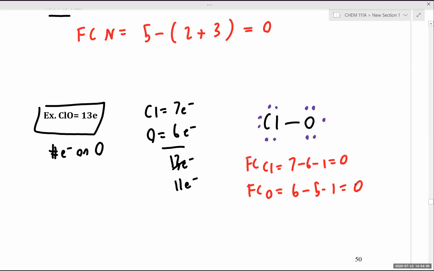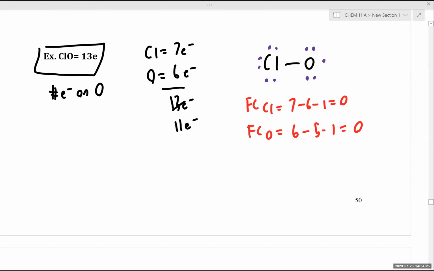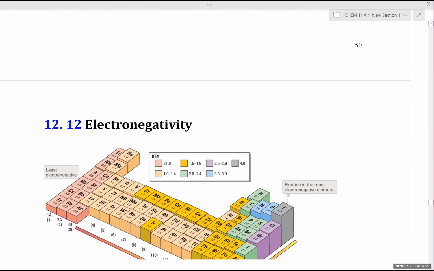Does this example make sense to everyone so far? Any questions on this example? Okay, so let's keep going.